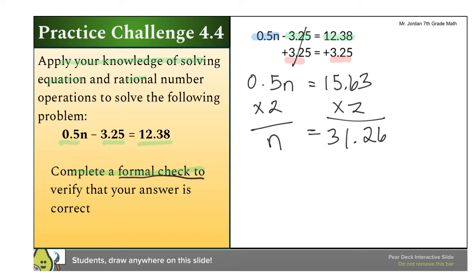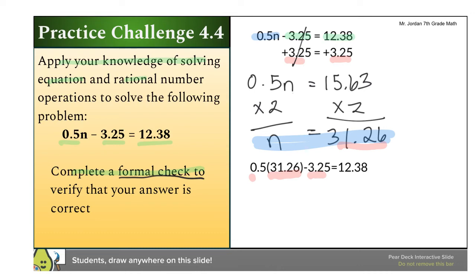So I'm going to be taking my answer, n equals 31.26, and putting it into my equation to check. So here I have my equation, replacing the n. So I have 0.5, but instead of n, I have 31.26, which is my answer. Now subtract 3.25.